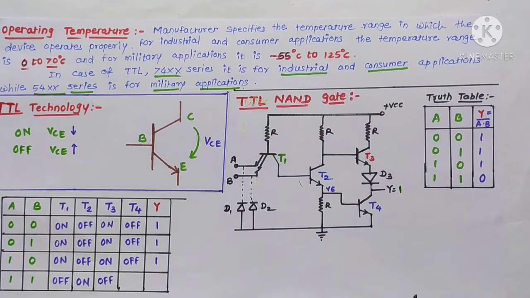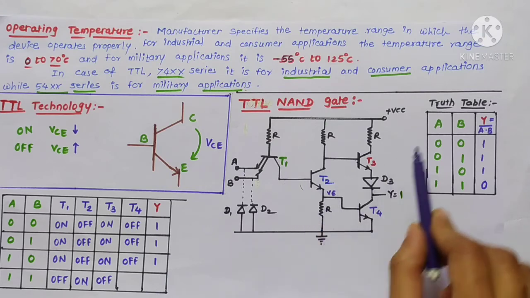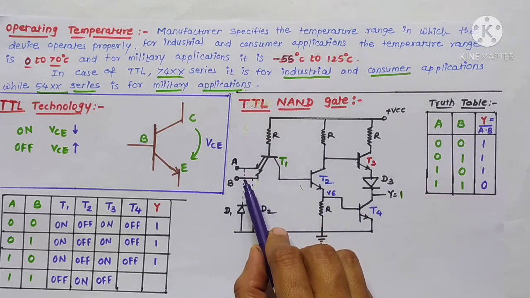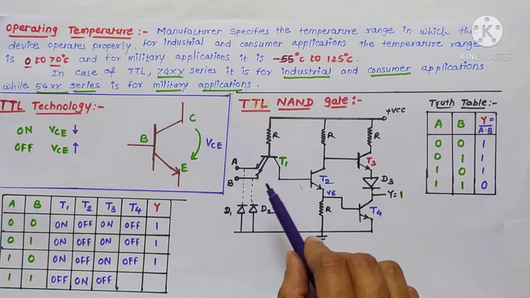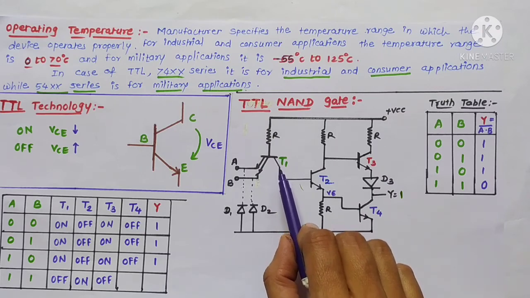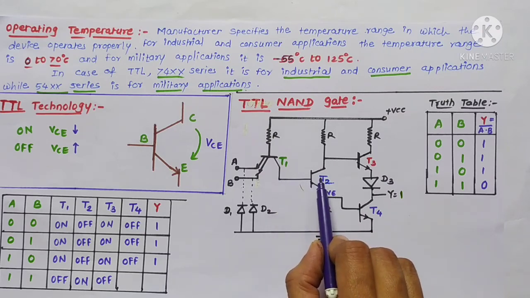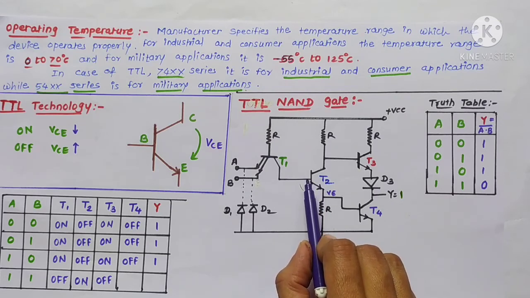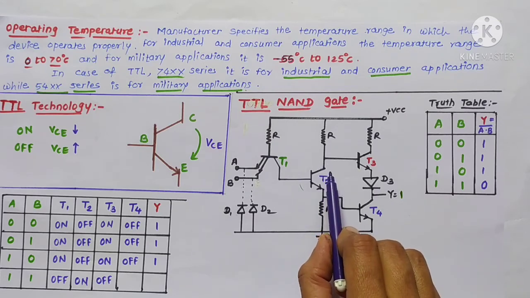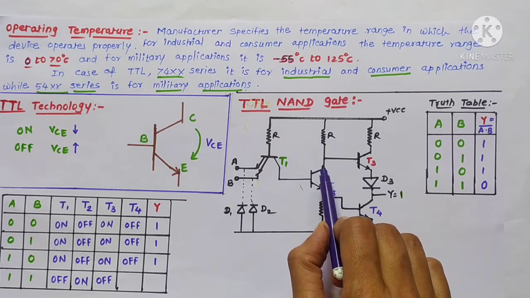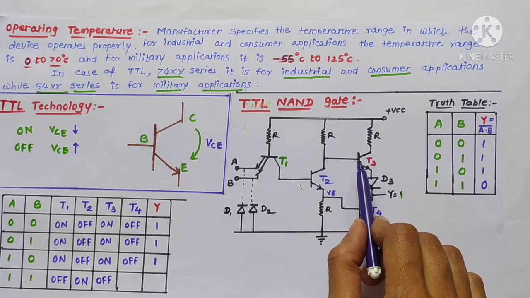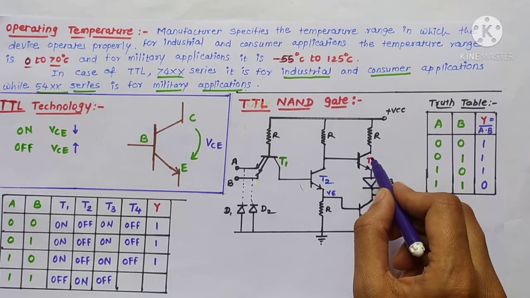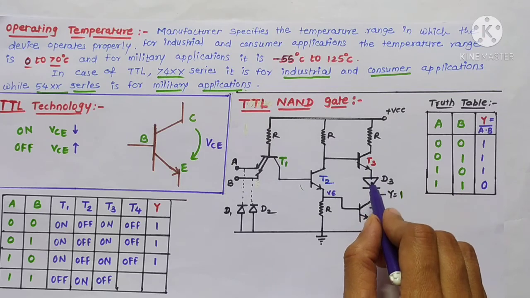Or we can say that if A is equal to 1, B is equal to 1, both the emitters are at high potential, therefore the base emitter junction is reverse biased, therefore this transistor T1 is off. As T1 is off, the base of the transistor T2 is high, it will make T2 on, and as T2 becomes on, therefore its collector goes to the low. It will make this transistor T3 off. As the transistor T3 is in cutoff, its collector is high while its emitter is low.